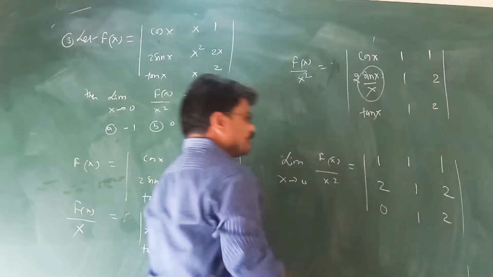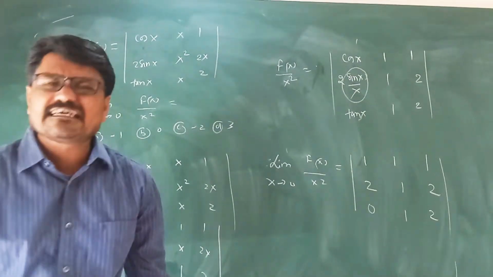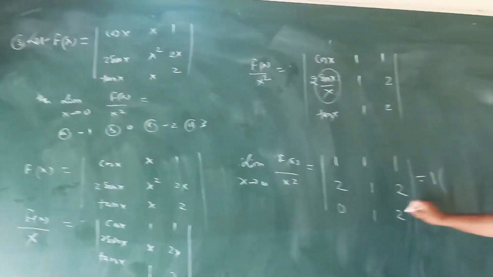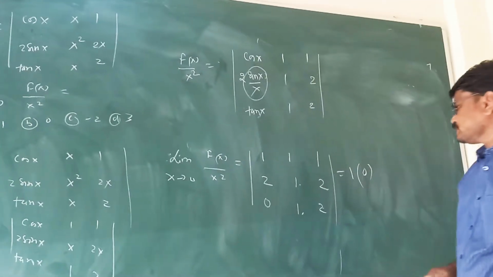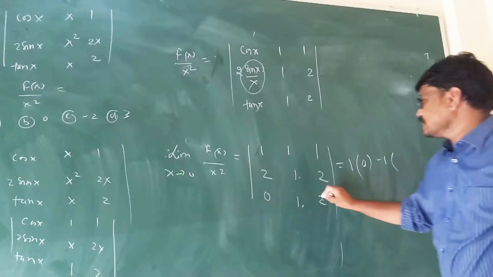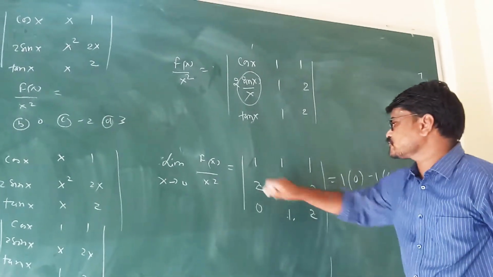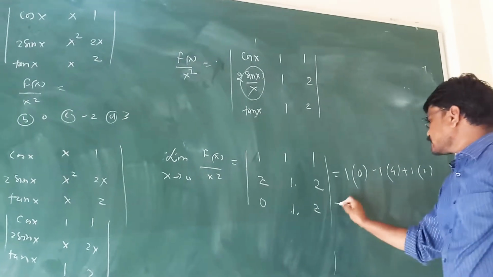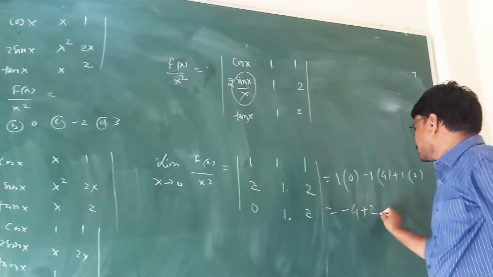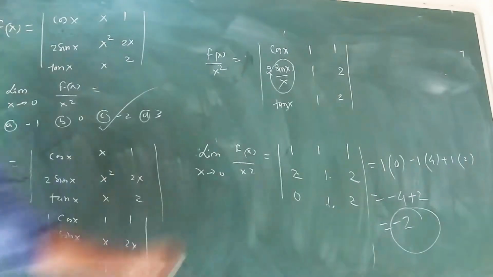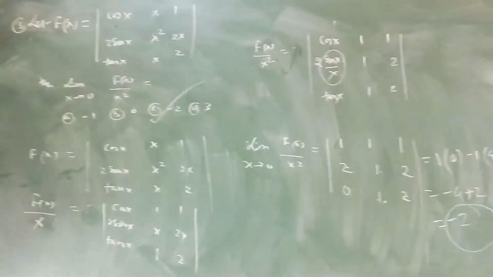Now we have to evaluate this determinant. Anybody can now evaluate this determinant easily. Directly I can evaluate: 1 times (2 minus 2), that is 0. Then minus 1 times (this is 4 minus 0), that is 4, then plus 1 times (this is 2 minus 0), that is 2. So therefore minus 4 plus 2, and finally the answer is minus 2. So this is minus 2. So this is the third problem.